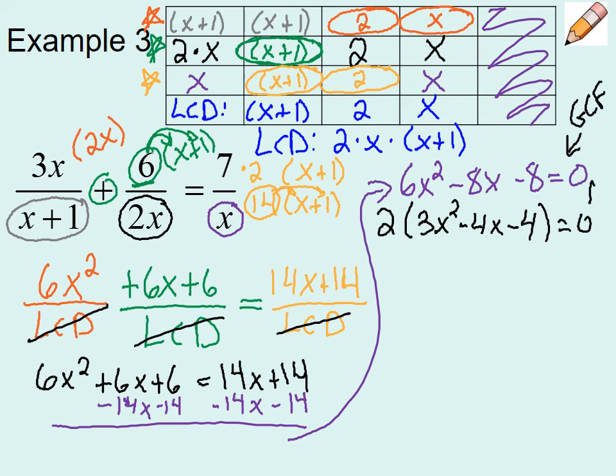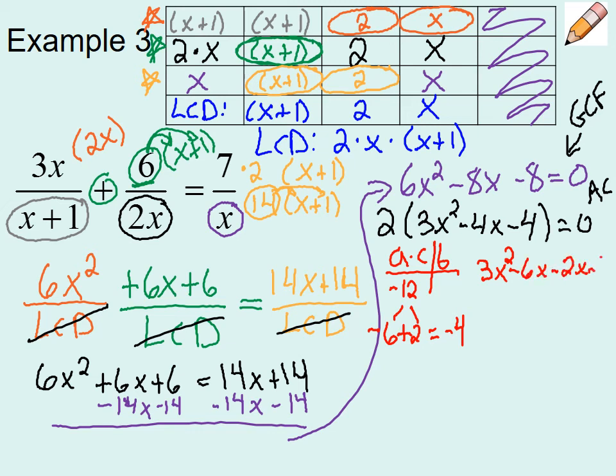Now I get to do the wonderful and fabulous AC. When I do that, I'm going to take a times c, has to add up to b. So 3 times negative 4, which is negative 12. Two numbers that add up to negative 4. In our case, it's going to be negative 6 and 2. So if I rewrite this, I have 3x squared minus 6x plus 2x minus 4.